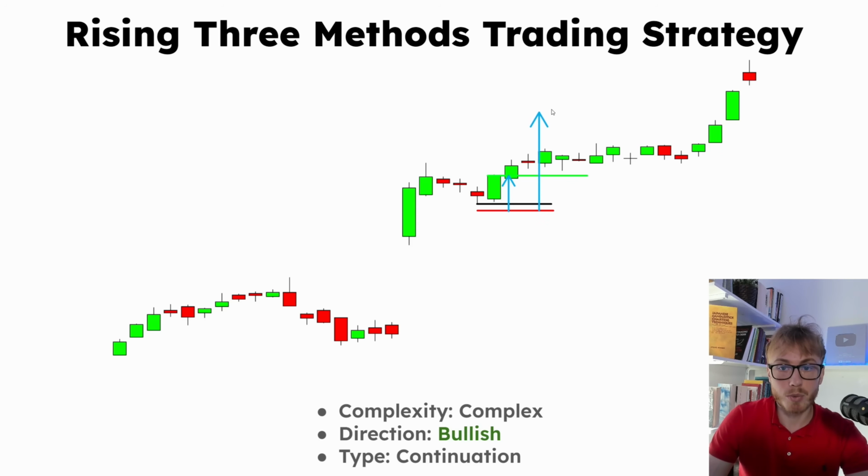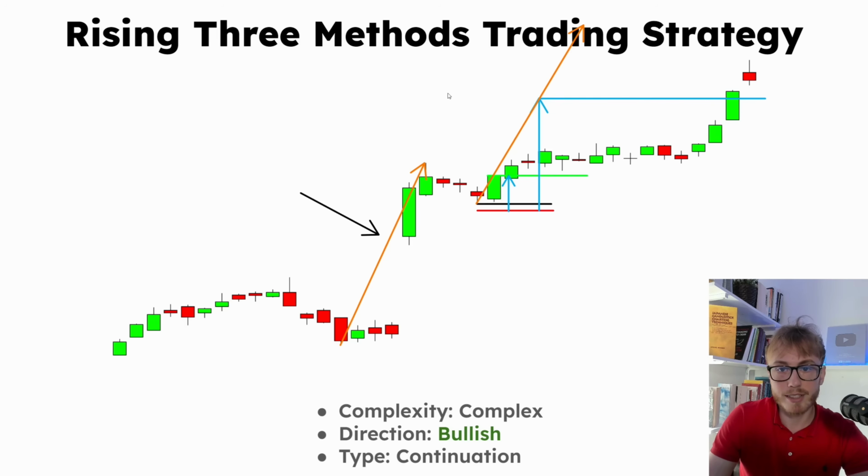If we use a 2-to-1, our target will be right around here. But when it comes to continuation patterns, we can also use something called a measured move. So what we basically do is measure the whole impulse that created the whole move towards the upside before the pattern. And then we take this exact measurement and measure the same length.